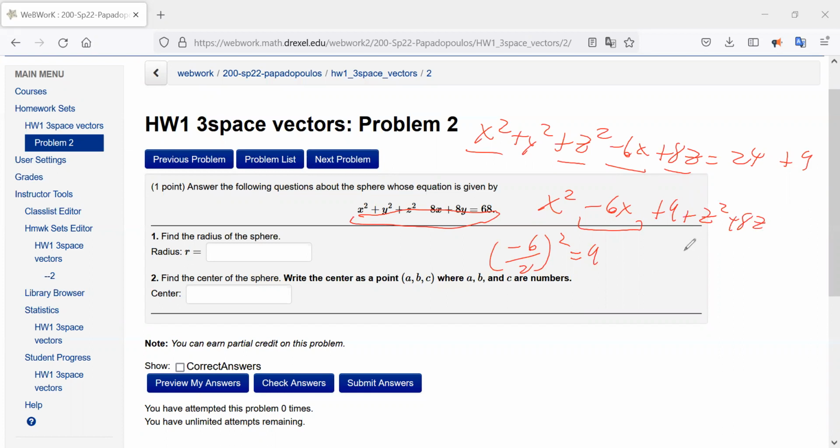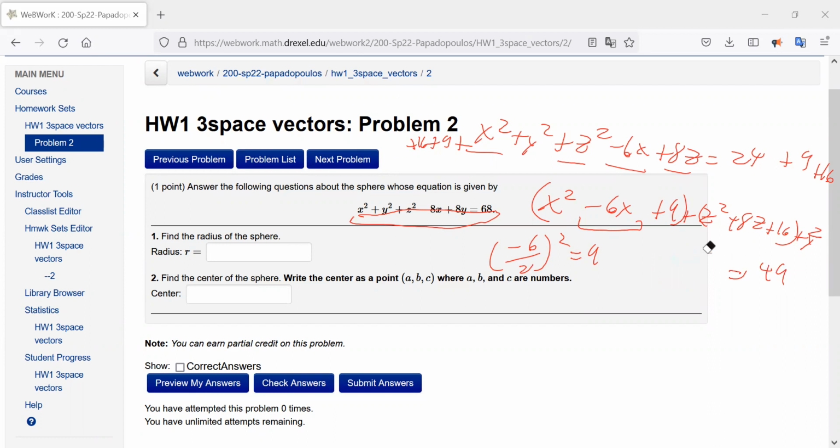And the 8z, I'm going to do the same thing. So that's 8 divided by 2 squared. So 8 divided by 2 is 4, squared is 16. So plus 16 plus 16. And then plus, I should do plus 9 plus 16 here, to keep it balanced on both sides. Plus y squared is now equal to 24 plus 16 is 40 plus 9 is 49.